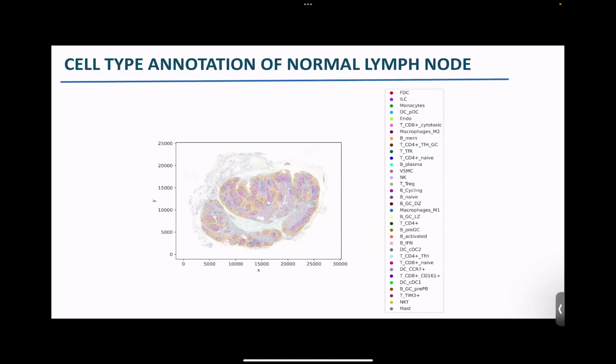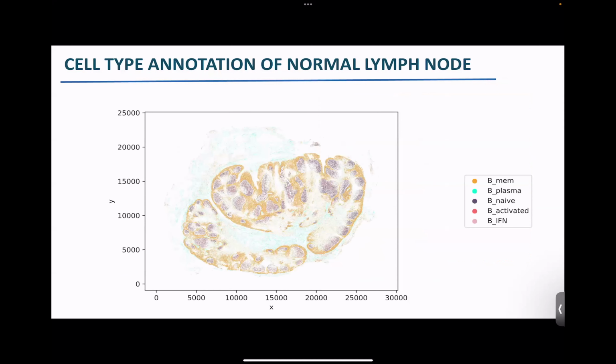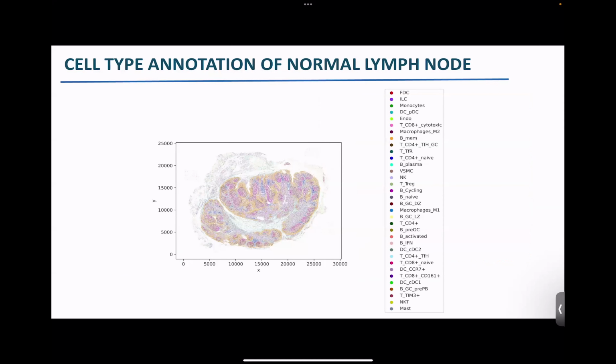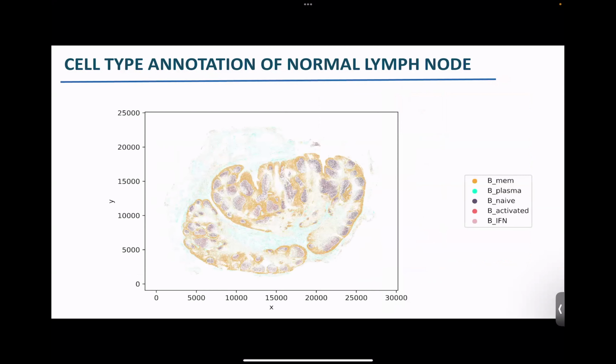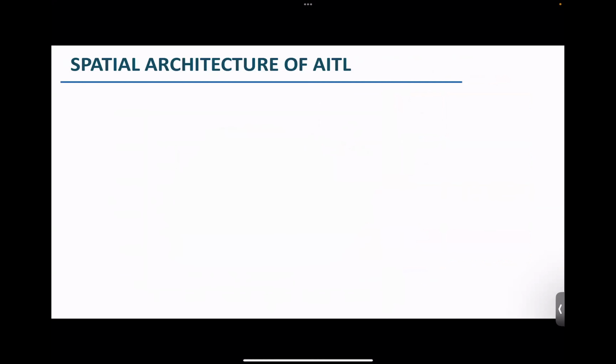And for this healthy lymph node, cell type annotations were performed, and we can see there is presence of different cell types on this normal lymph node, including follicular dendritic cells and monocytes. There were also B cells and T cells of different subsets. And then here we have another annotation of specific B cell types, and this is the image that was generated.